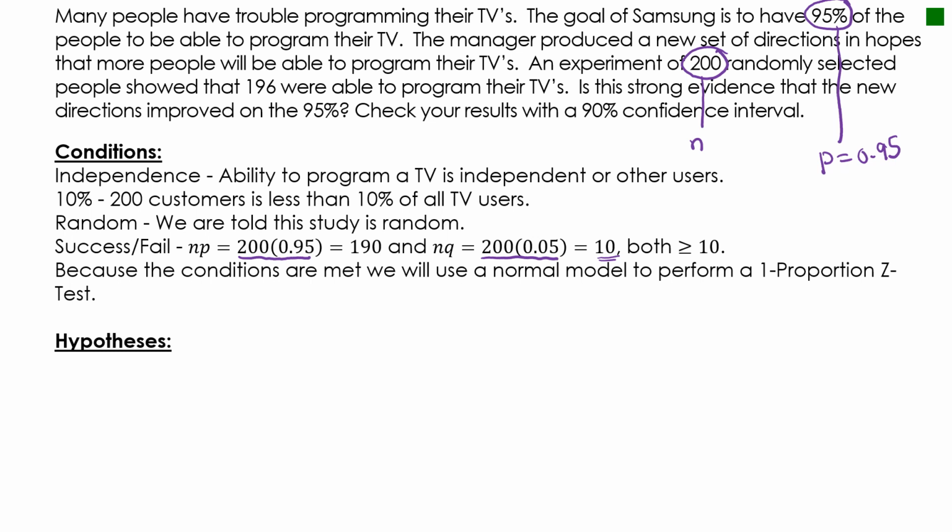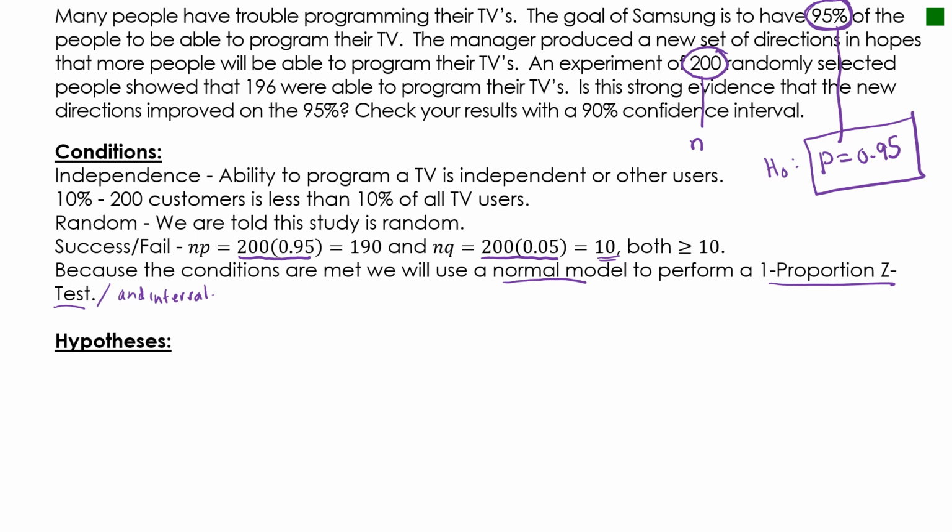Because all of the conditions are met, we'll use a normal model and a one proportion z-test, and I could say interval, because really I'm doing both. Now my hypotheses. We know that my null hypothesis is always going to be that nothing has changed. It's status quo. It's exactly how it always has been, which is the 95%.